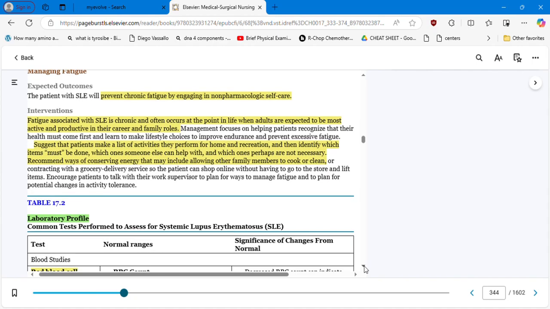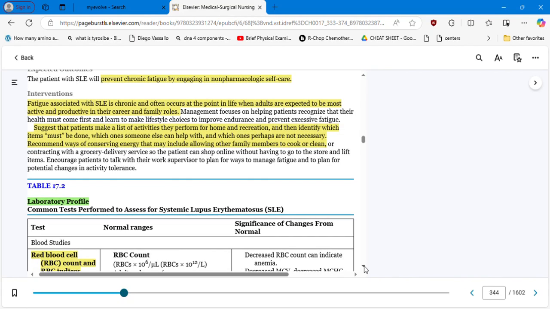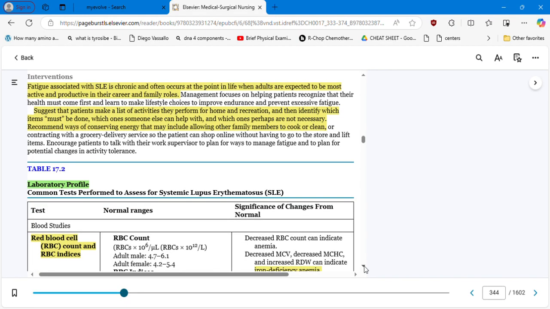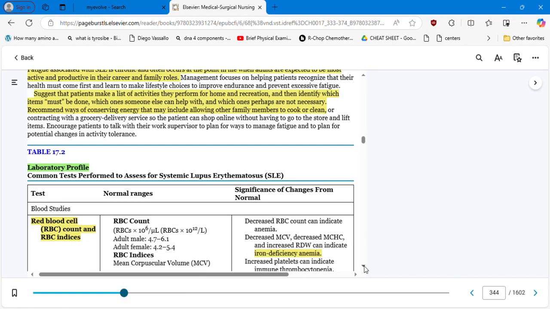Fatigue associated with SLE is chronic and often occurs at the point in life when adults are expected to be most active and productive. So it's going to be kind of frustrating for this type of patient, that they have to delegate. They have to learn to delegate multiple activities, right? To other family members. Maybe recommend ways of conserving energy that may include allowing other family members to cook or clean or perform other physical activities.